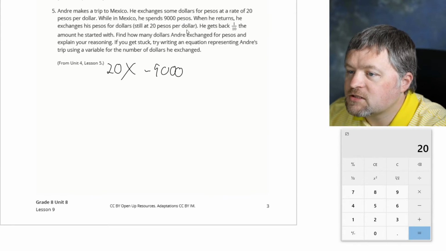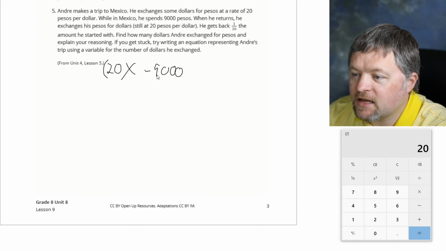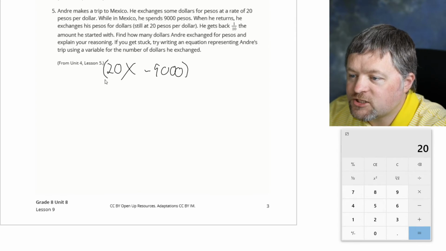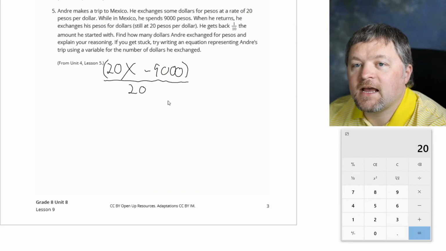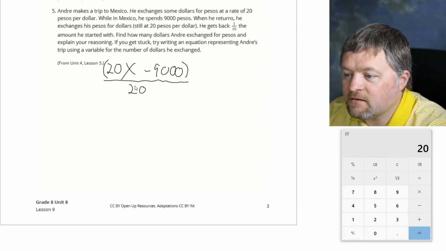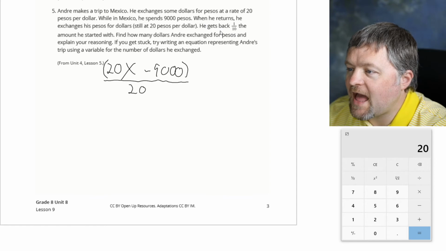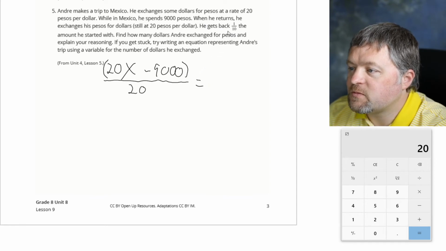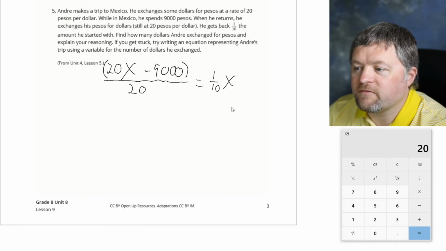When he returns, he exchanges his pesos for dollars, still at 20 pesos per dollar. So this is how much money he had when he got back, because that's what we started with. We exchanged it. We spent 9,000. When we change it back, it's at 20 pesos per dollar again, but now we're dividing by 20. And how much money did he have at the end? Well, how much money he had at the end was 1/10 of what he started with. 1/10 of his starting value.